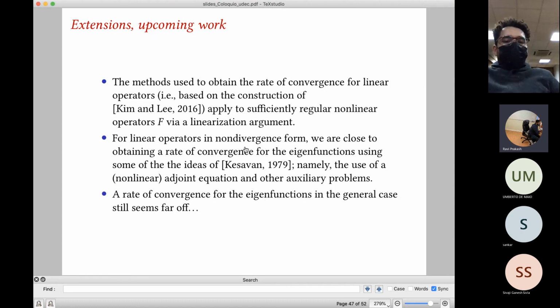And also for linear operators, we are close. We are fixing some problems, but we are close to obtaining a rate of convergence for the eigenfunctions using some of the ideas of Kesavan from the variational setting, through the use of a nonlinear adjoint equation, a non-divergence form type of adjoint. And the most general case, obtaining a rate of convergence for eigenfunctions for nonlinear operators, even for regular ones, is still out of reach. So that would be all.